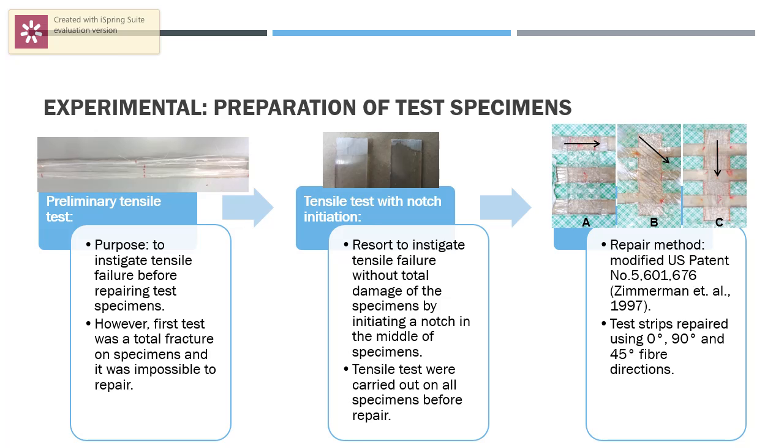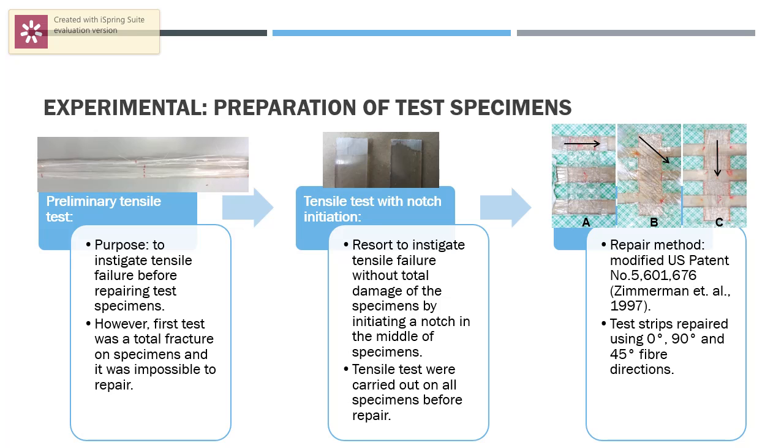Next, the specimens undergo a preliminary tensile test to initiate tensile failure before repairing. However, the first attempt resulted in damage to the test specimen beyond repair, as shown in the first picture in the slide. So, we resorted to making a notch at the middle of the test coupons to initiate tensile failure, to make sure the tensile fracture occurs at only one location and the damage is only around the notch area.